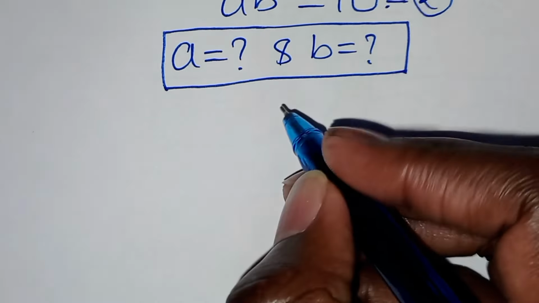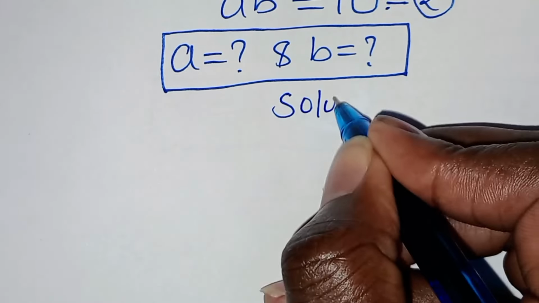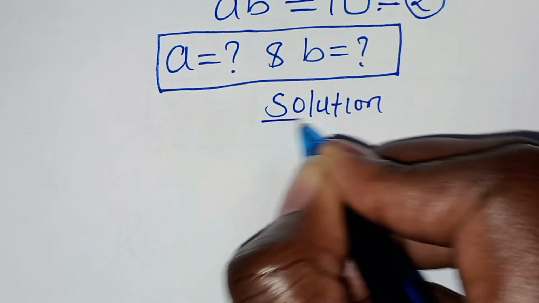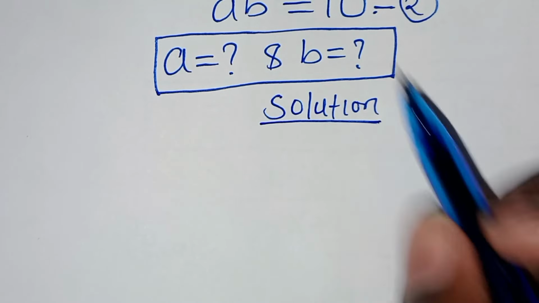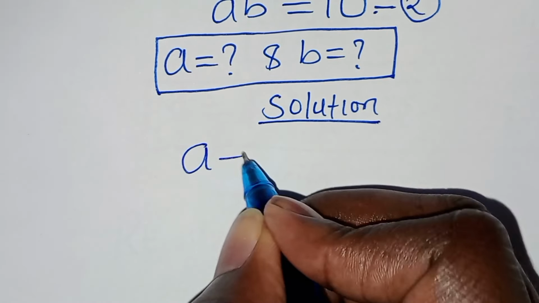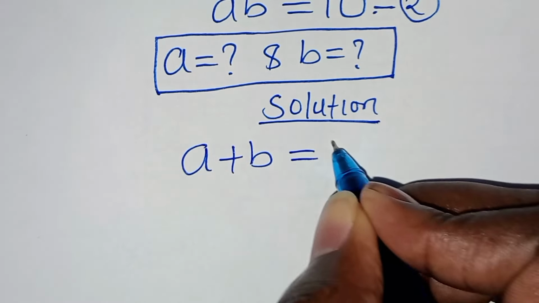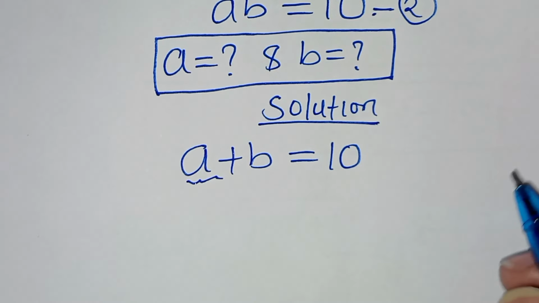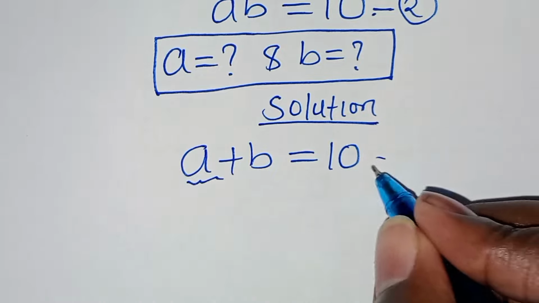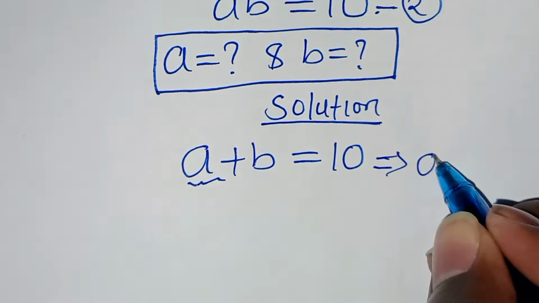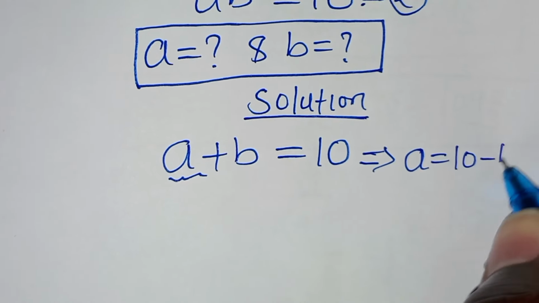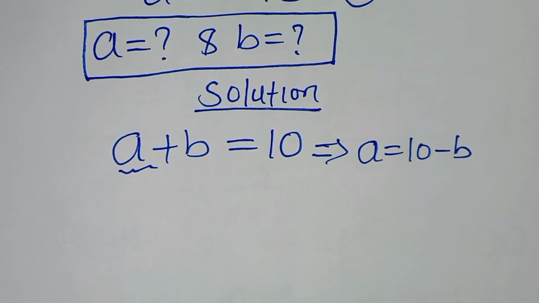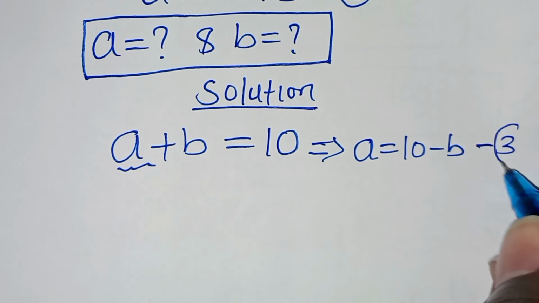Now let's present the solution from here. From equation 1, a plus b is equal to 10. Let's make a the subject of the formula, so that a will be equal to 10 minus b. Let's call this equation 3.